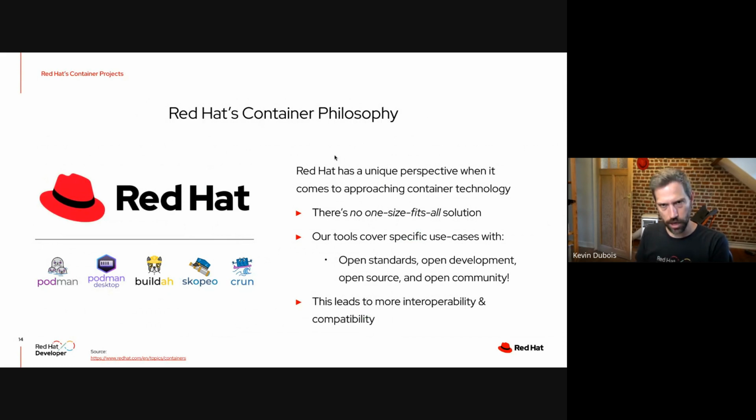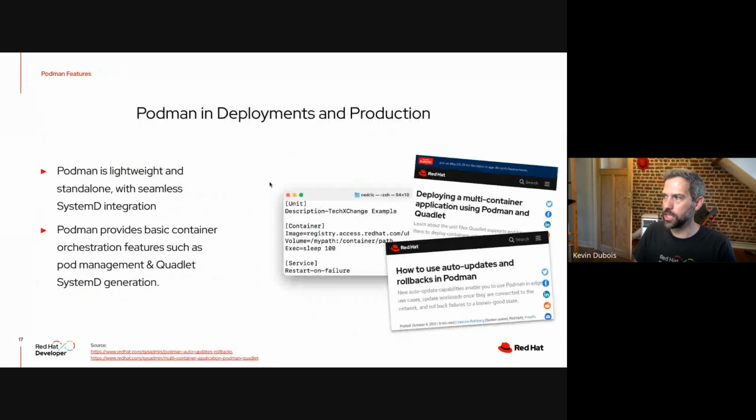So the container philosophy of Red Hat basically is to give you the tools that you need to get the job done for a specific use case, right? So Podman is a CLI and a container engine to run and manage containers, and then you have different projects to do different things. So you have Podman Desktop, which is a UI environment that we'll look into for most of our session today as well. You have, for example, Buildah to specifically build containers in a few different ways, Skopeo to interact with container registries, crun, and so on and so forth.